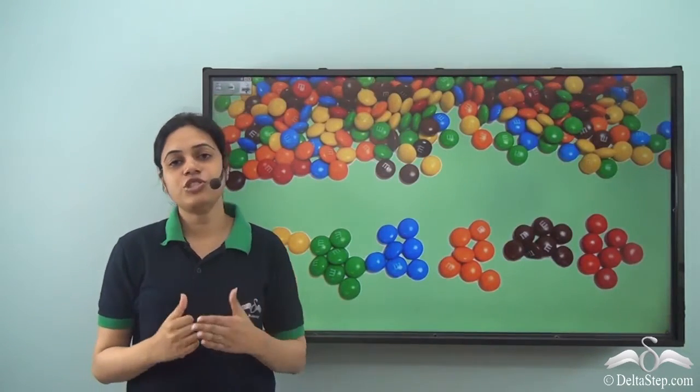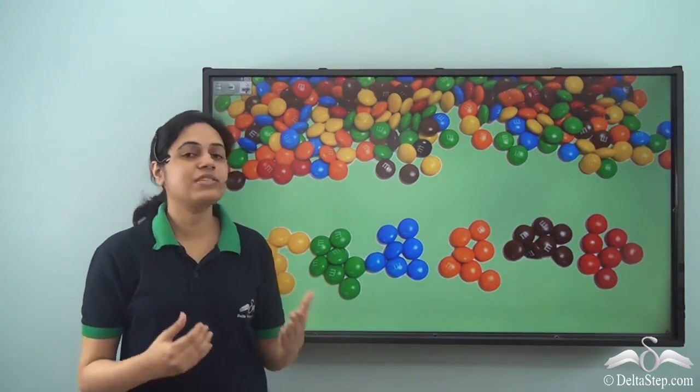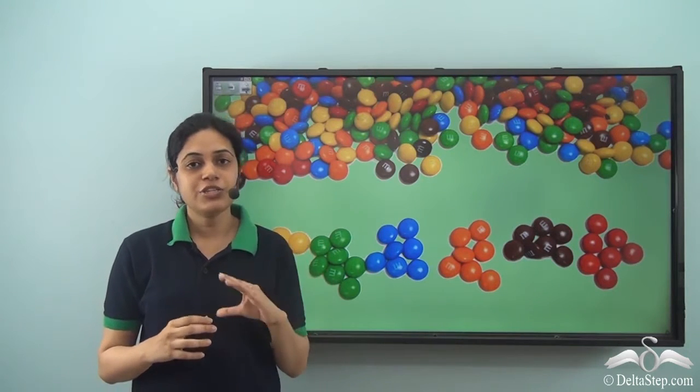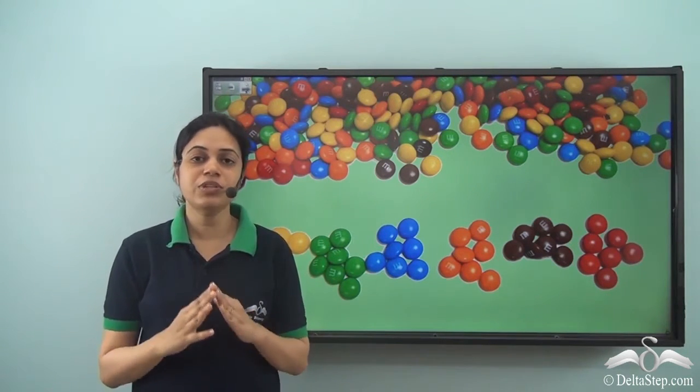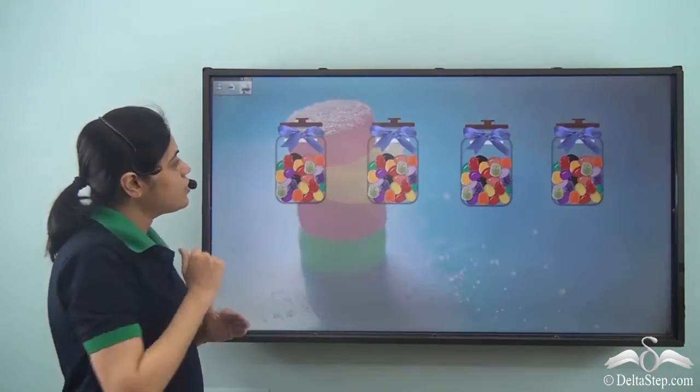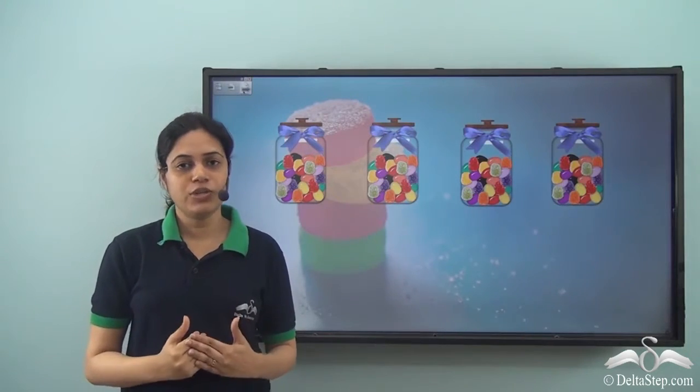You also need to distribute chocolates, M&Ms, candies among yourselves. So we need to divide or distribute things equally in groups. So let us see how we can do that.